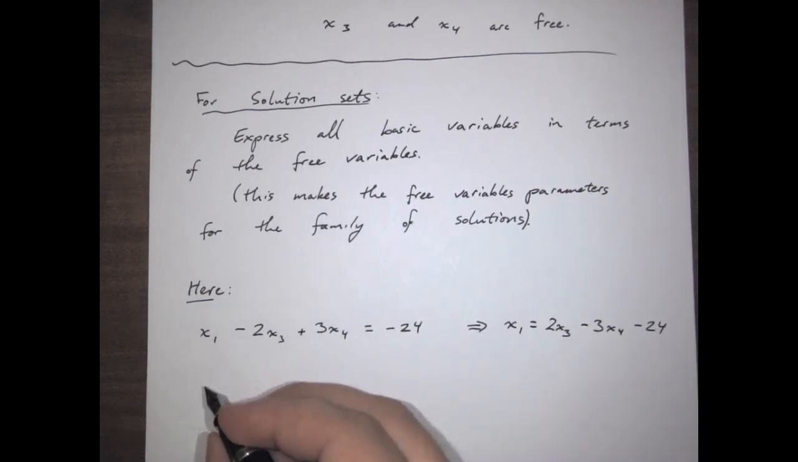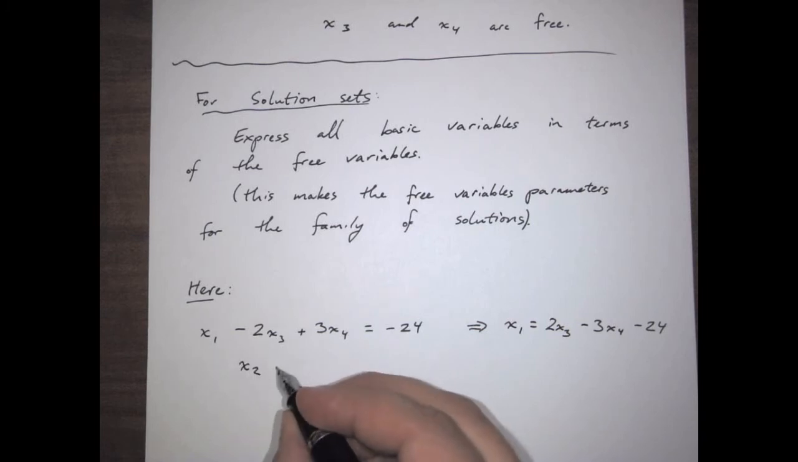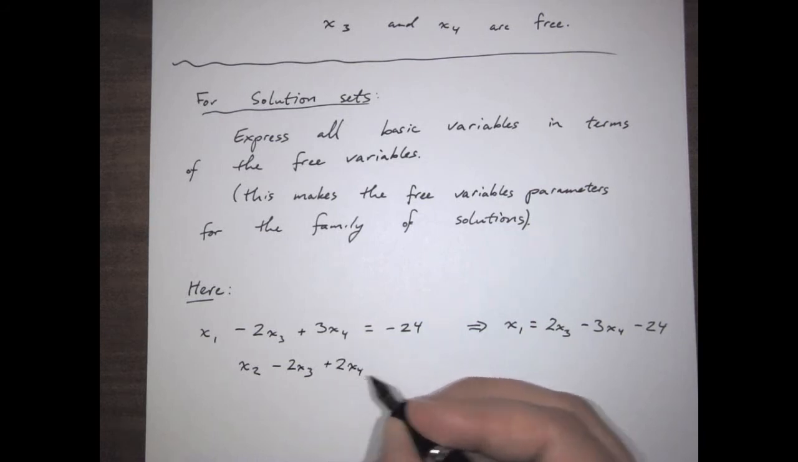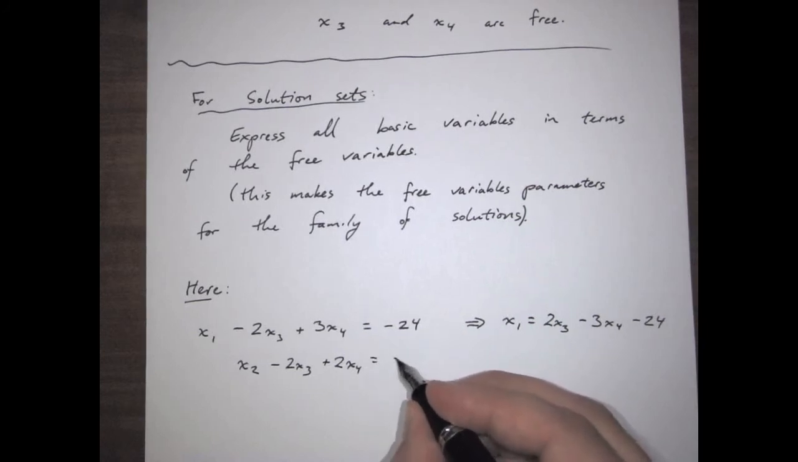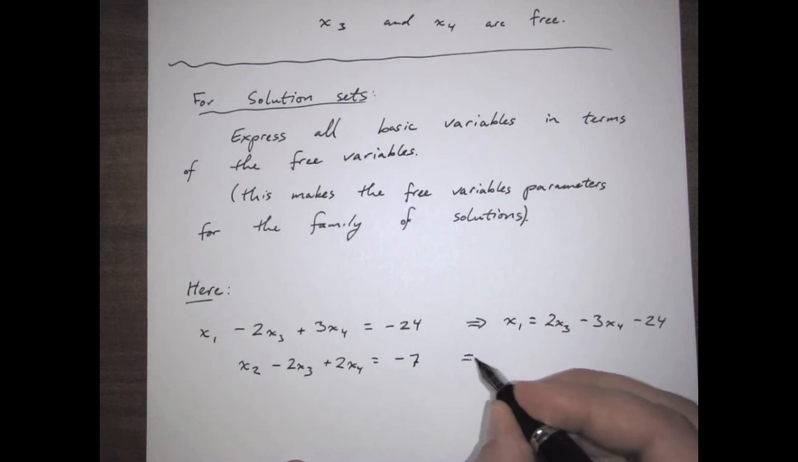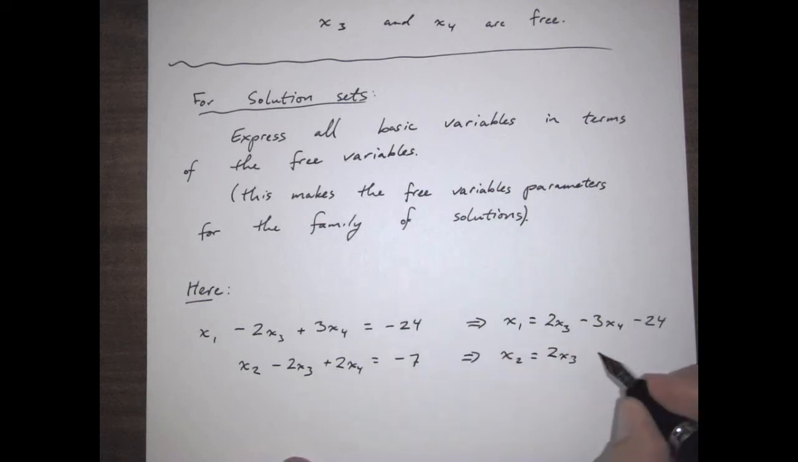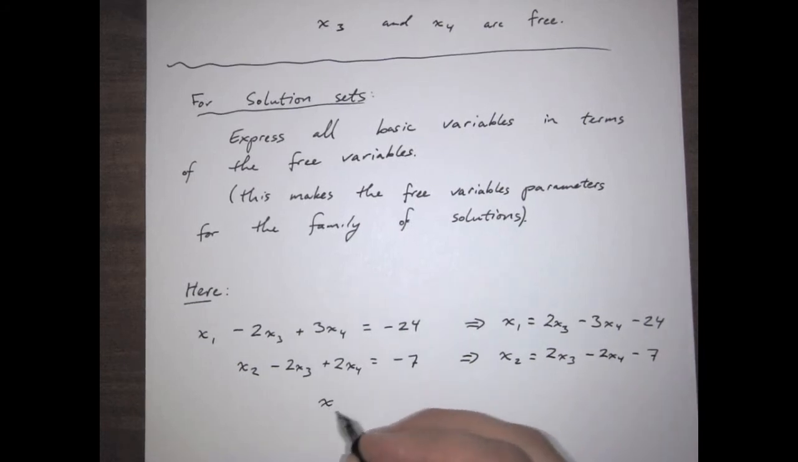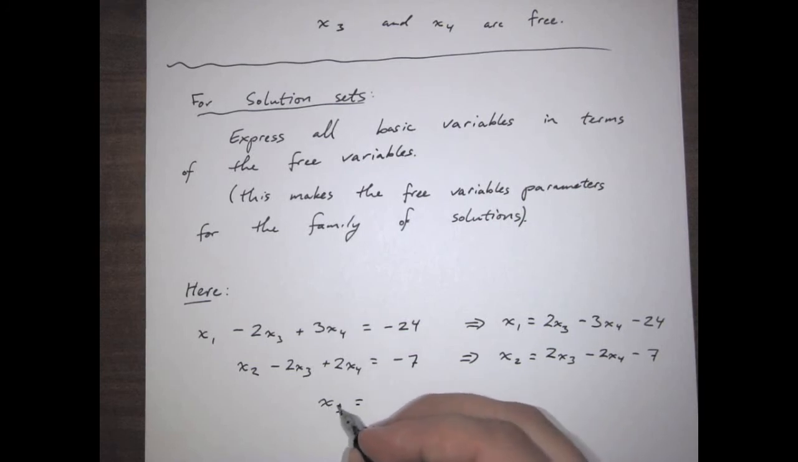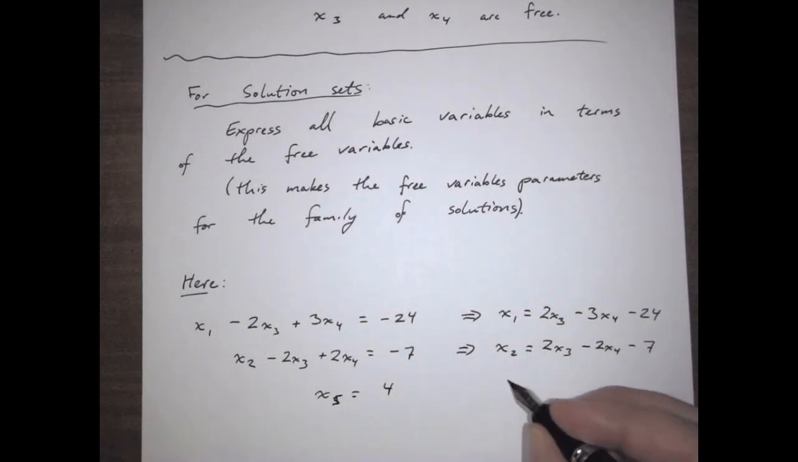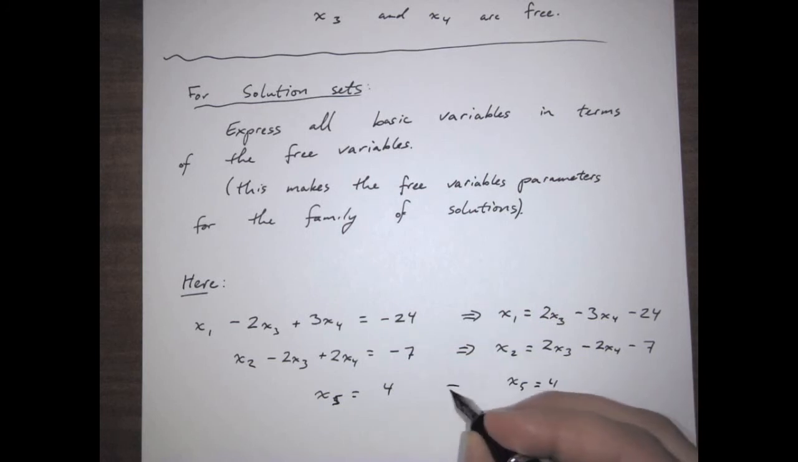Let's see, the next one was x2 minus 2x3 plus 2x4 equals negative 7, which means if we rearrange things, we would have x2 is equal to 2x3 minus 2x4 minus 7, and then of course we had x5 was equal to just 4, so that doesn't need anything else. Really, that's kind of unnecessary.